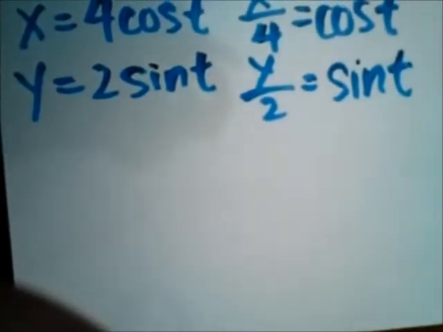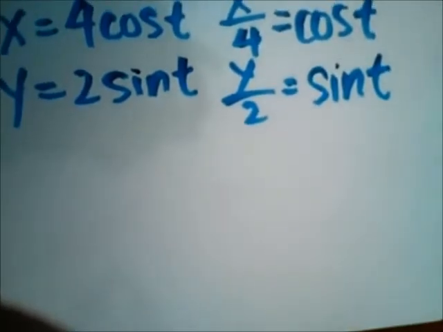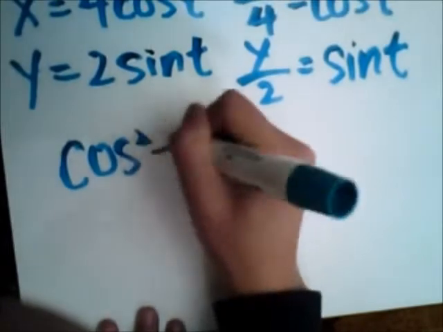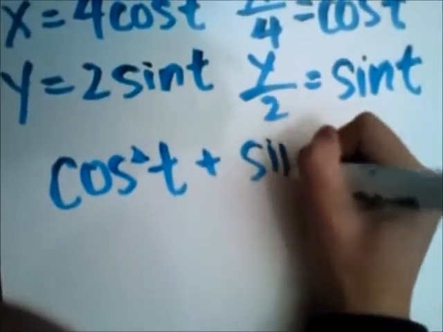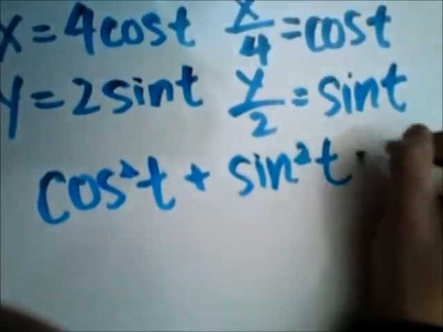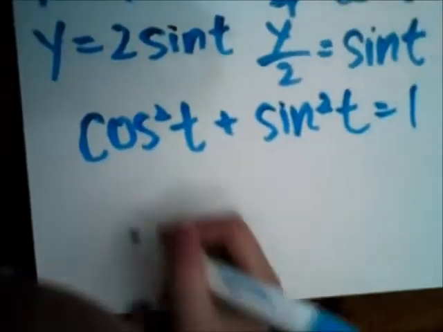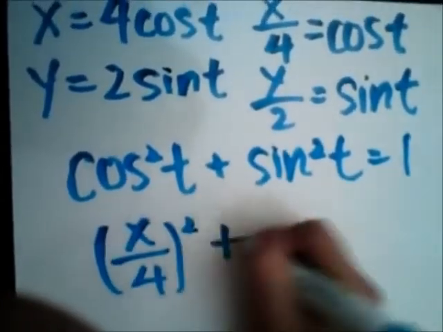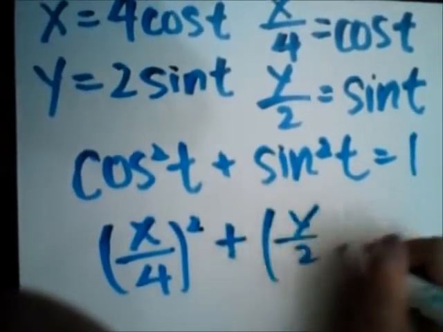We then substitute the two equations into the unit circle equation, which is cosine t squared plus sine t squared equals 1. And now we have the equation of an ellipse, which is x over 4 squared plus y over 2 squared equals 1.